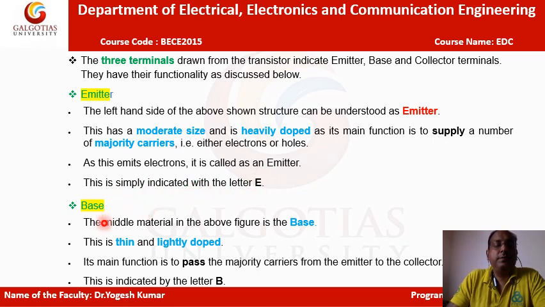Now what is the base? The base always lies in between the emitter and the third terminal, the collector. The middle material in our figure is the base. It is thin and lightly doped. Its main function is to pass the charge carriers coming from the emitter towards the collector, and it is indicated by the letter B.